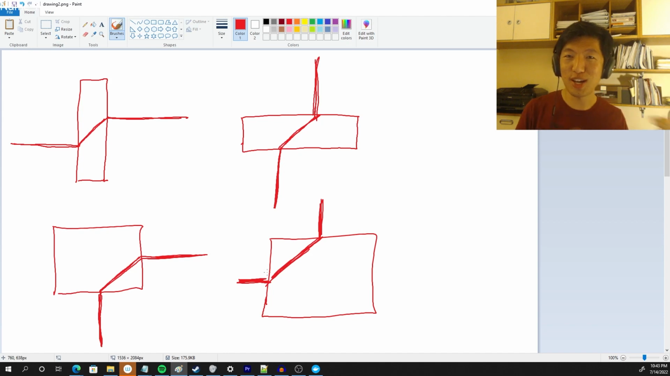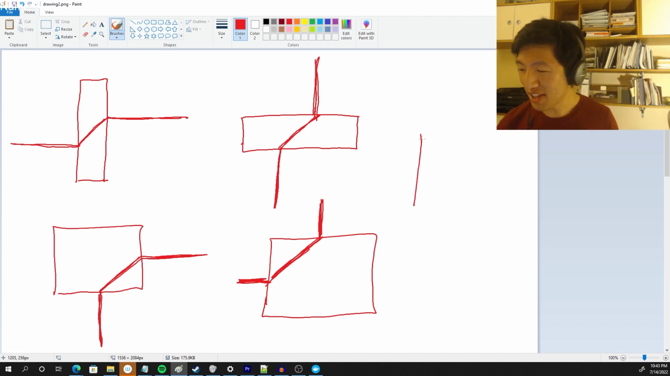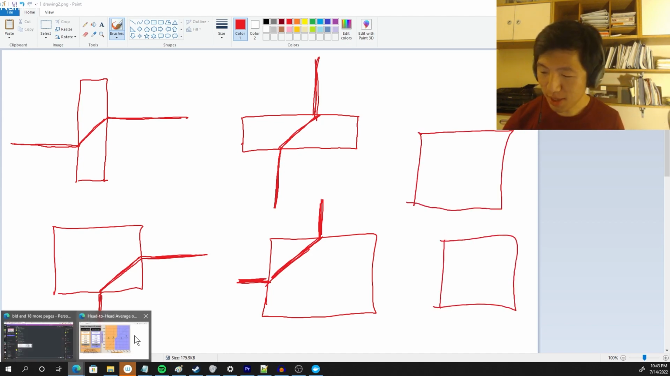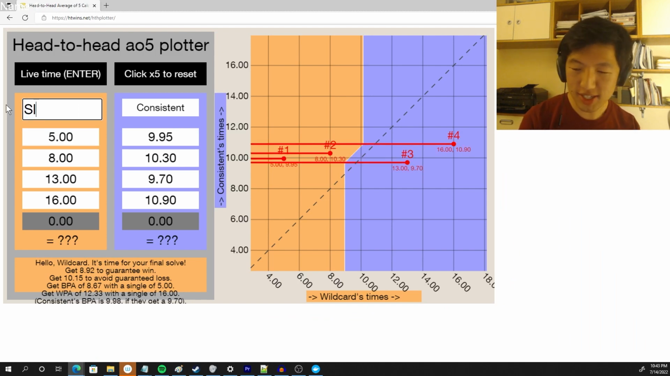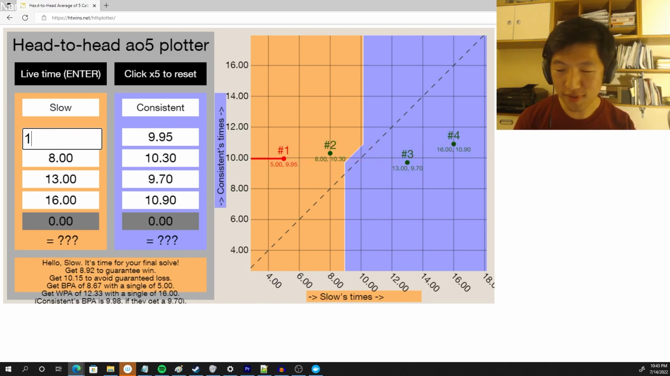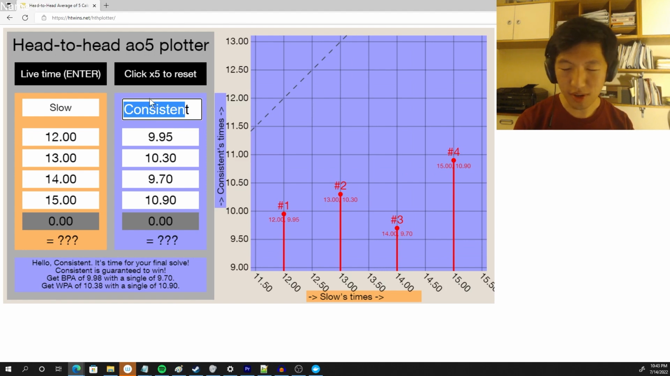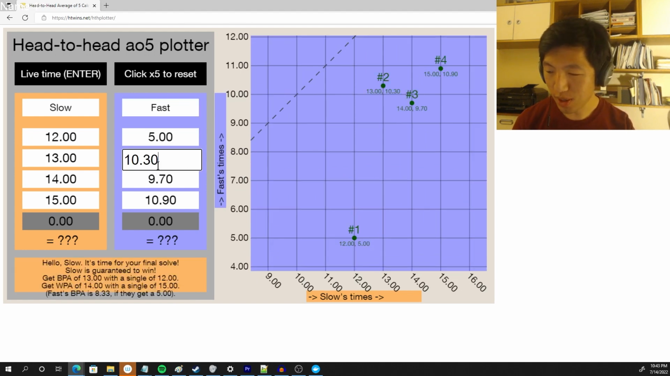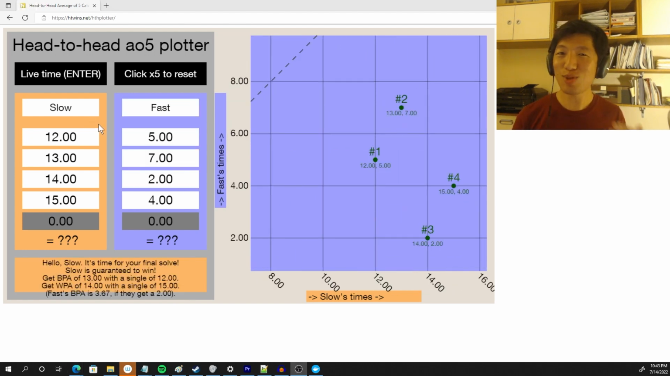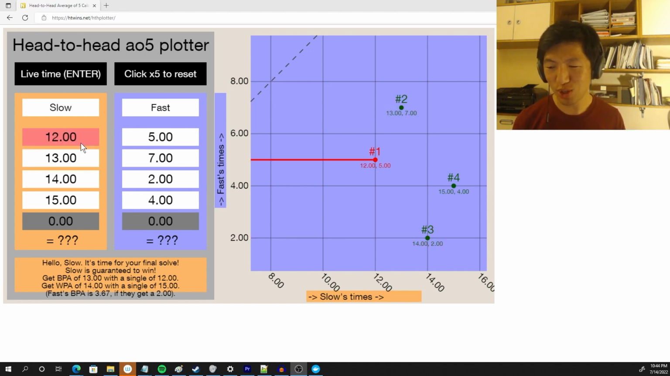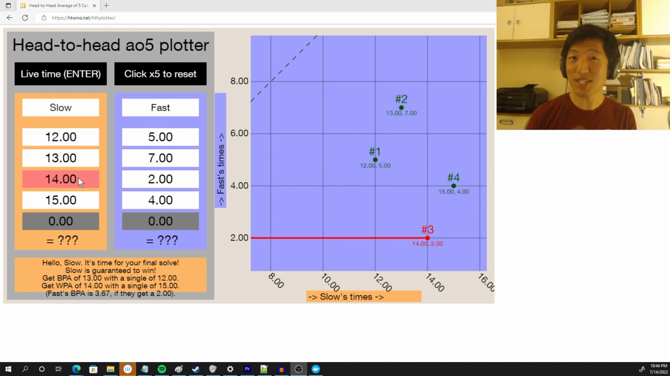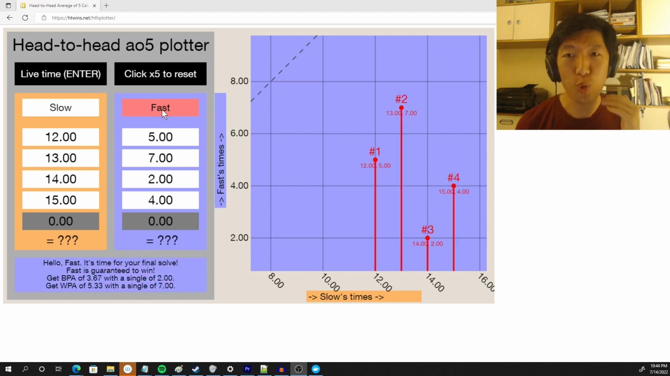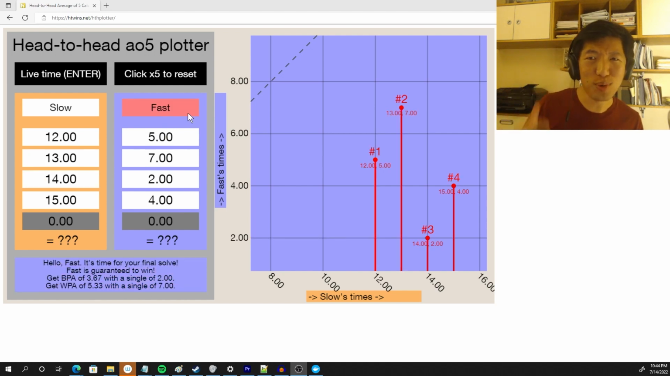And then the last 2 curves are just where one player is so much faster than the other with their first 4 solves that they just completely blow out the entire screen. Imagine if player A, who we'll call slow, has all times above 10 seconds, and player B, who I'm going to call fast, has all times below 10 seconds. You can see that there's no way for the slow competitor to beat the fast competitor, because the slow competitor's best possible average is the average of their 3 fastest times, which is 13, and that is still slower than the fast competitor's worst possible average, which is about 5.3 or something.